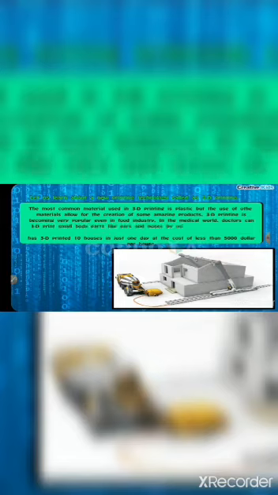The most common material used in 3D printing is plastic, but the use of other materials allows for the creation of some amazing products. 3D printing is becoming very popular even in the food industry. In the medical world, doctors can 3D print small body parts like ears and noses by using a patient's cells. Some surgeons have even tested 3D printed organs for transplants. Recently, China has 3D printed 10 houses in just one day at the cost of less than $5,000 per house.